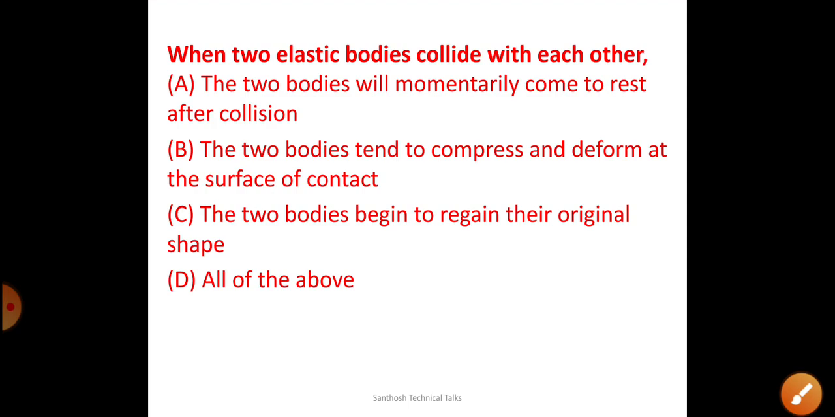The next question is, when two elastic bodies collide with each other, what happens? The two bodies will momentarily come to rest after collision. Absolutely, after the collision, it momentarily comes to rest since both are elastic bodies, and they compress at the surface of contact, and after removal of load, they can regain their original shape. So all the three options are correct. Therefore, all the above is the right answer.